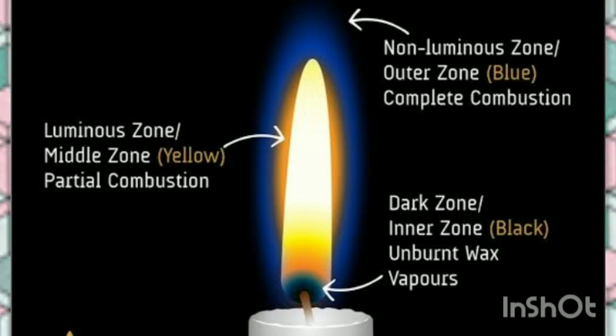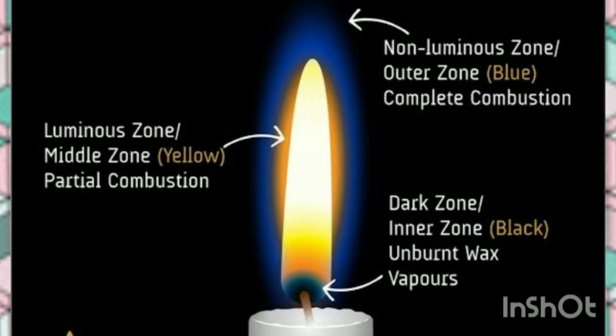Now what is happening in this zone? In this zone, wax vapors have enough oxygen to burn completely. That is, it is supposed to have complete combustion and it will produce carbon dioxide and water.